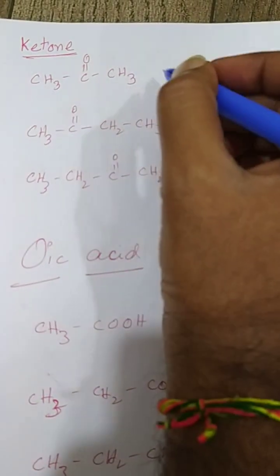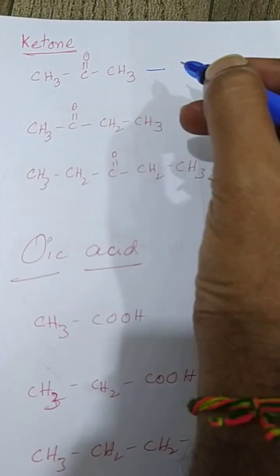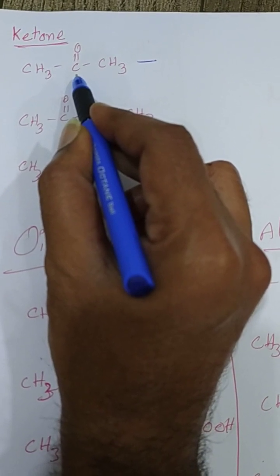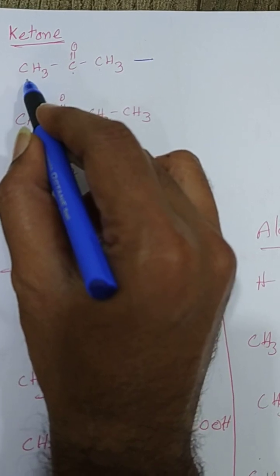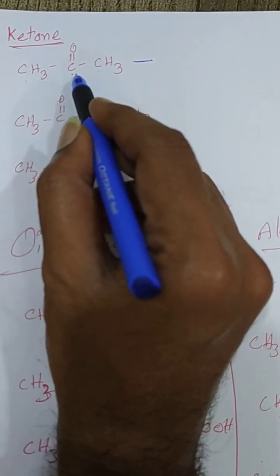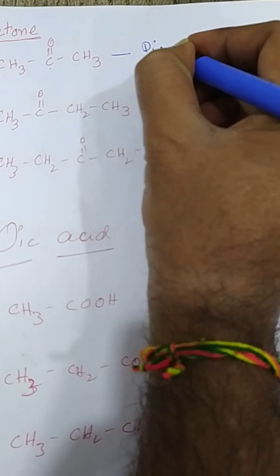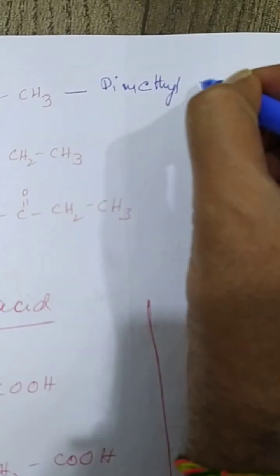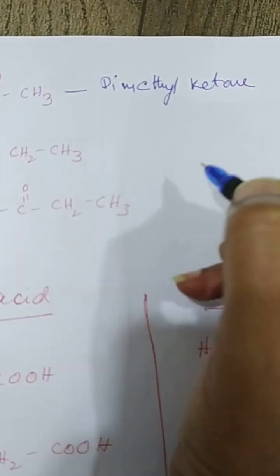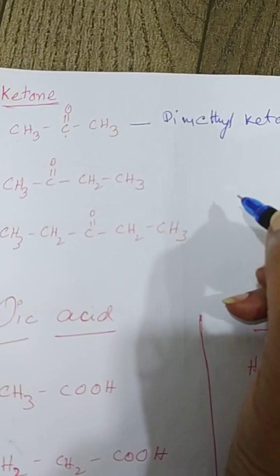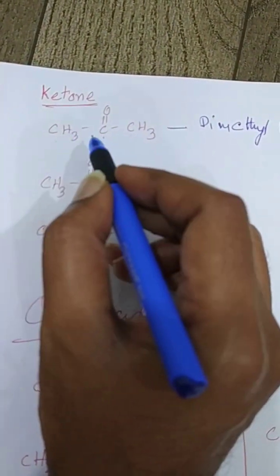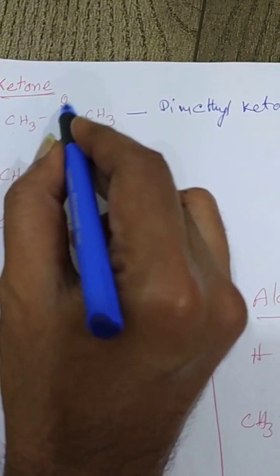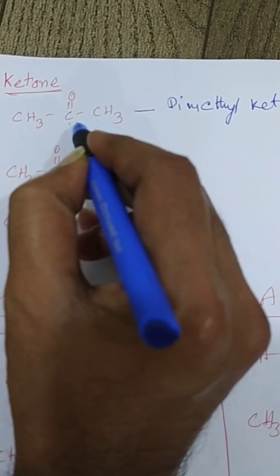So for the nomenclature of this compound, this is the ketone group, and the IUPAC nomenclature of the ketone ends in -one. Here a methyl group is there. This is called dimethyl ketone, or we can count 1, 2, 3: 3 carbons are there, so it is propanone. The ketone group is at the second carbon.